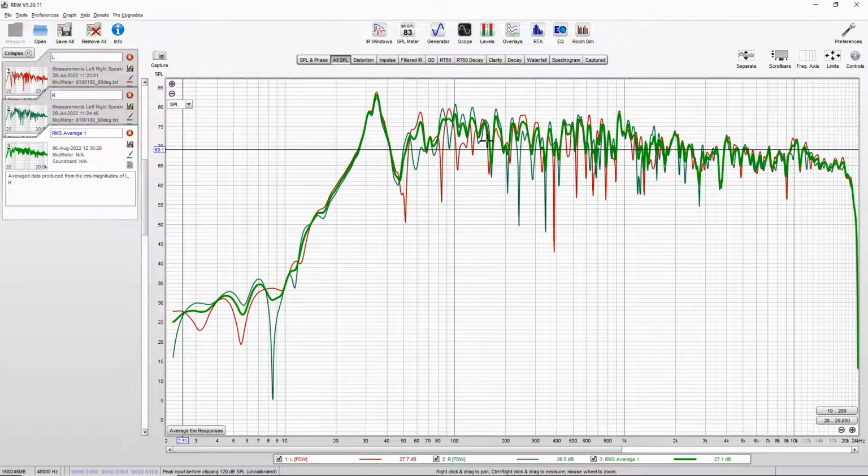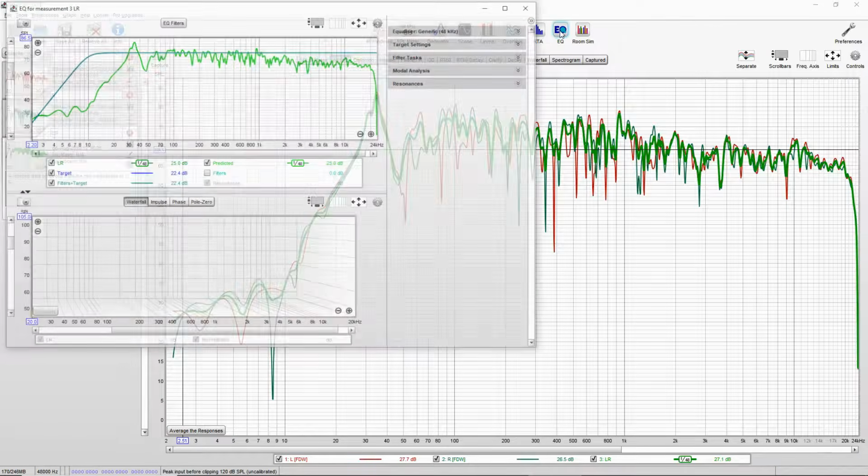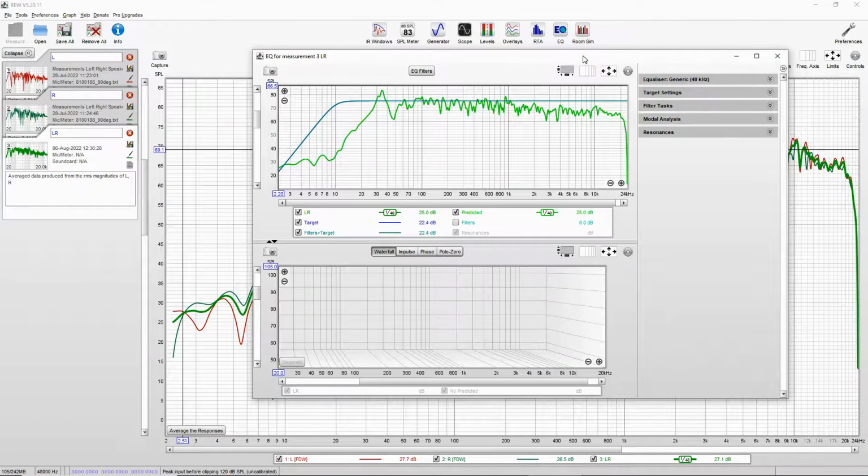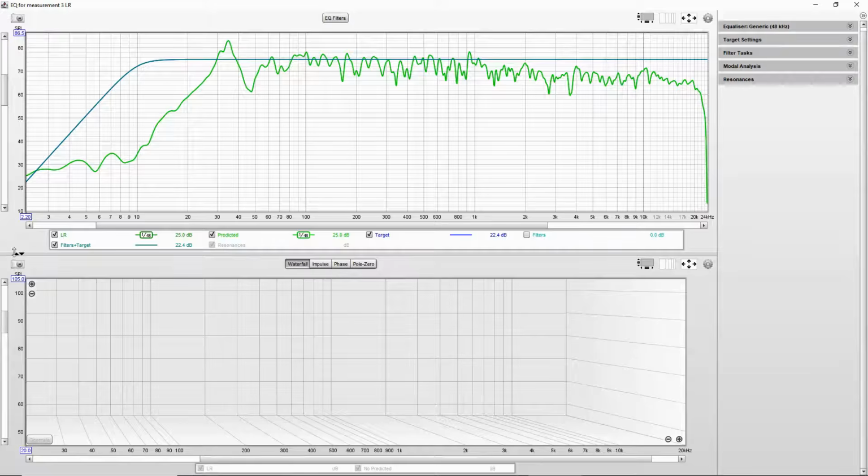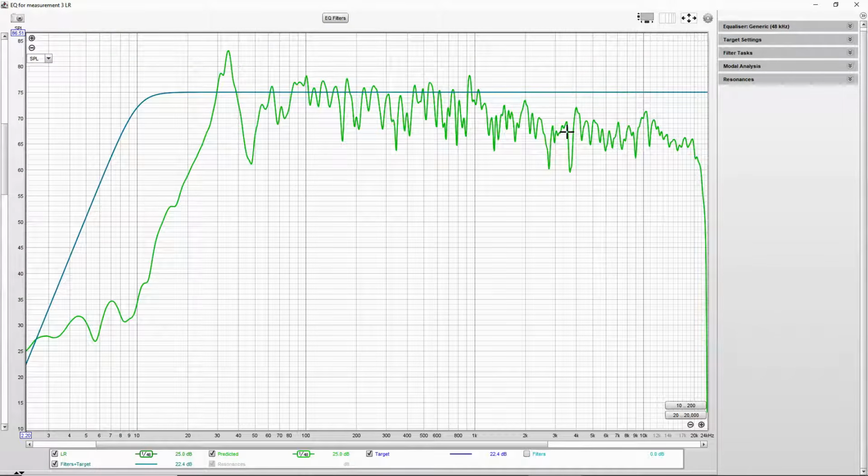So once we have this, let's call that LR. Once we have that, we go to EQ for equalization tab. We get rid of the waterfall graph, so we have more space on the screen.